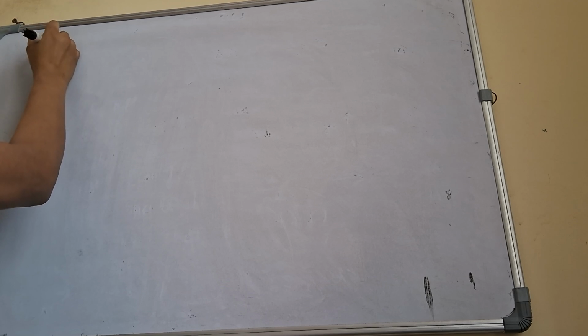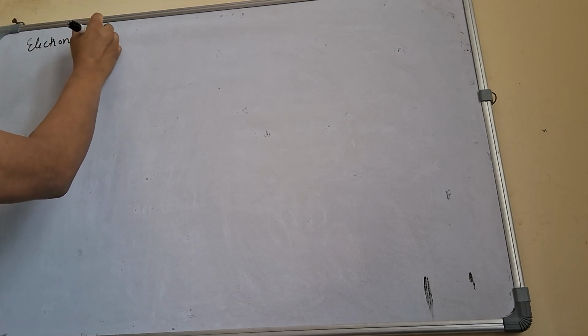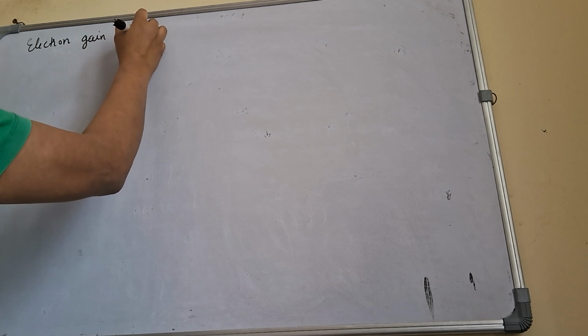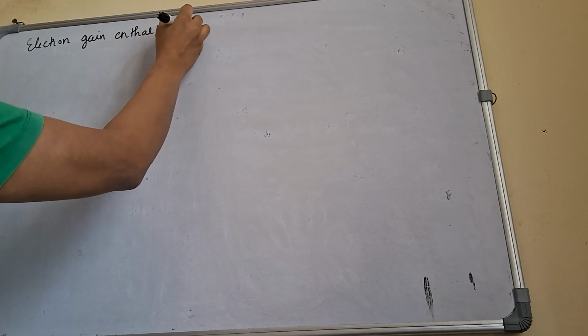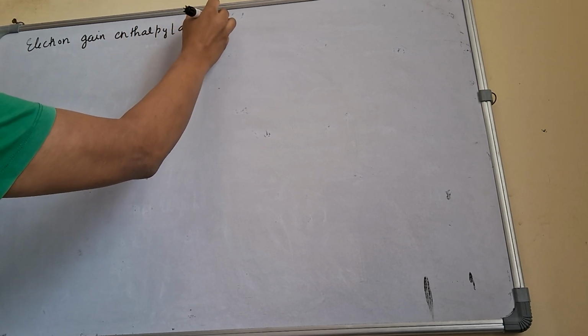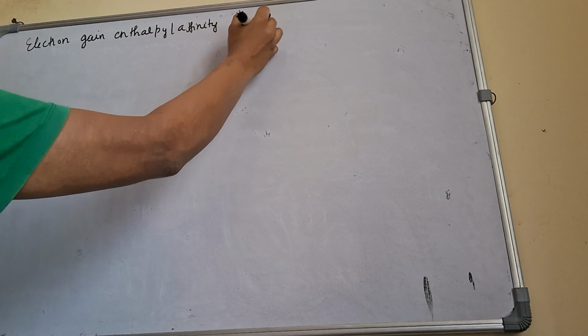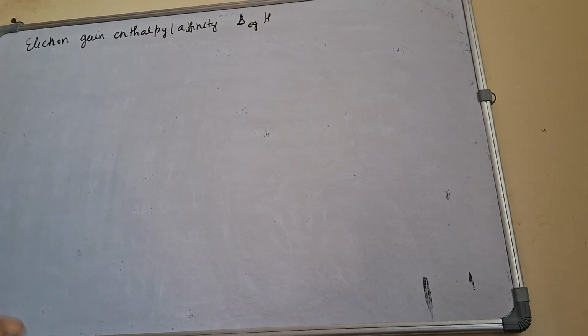Okay. Now let us talk about the next thing, which is electron gain enthalpy. The third property, electron gain affinity or electron gain enthalpy. It is denoted as delta EGH, electron gain enthalpy. This is how we write it.